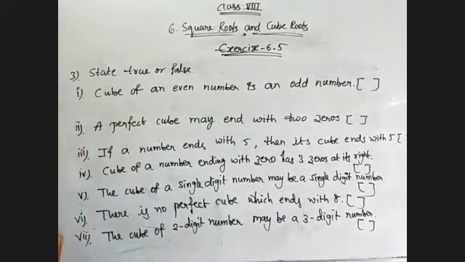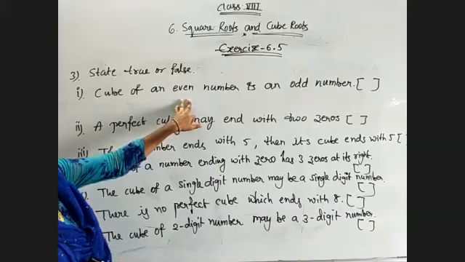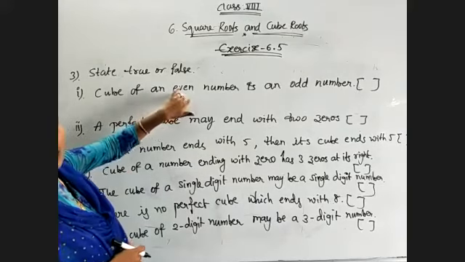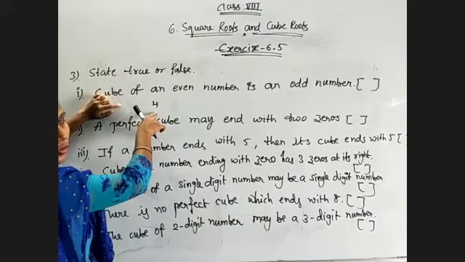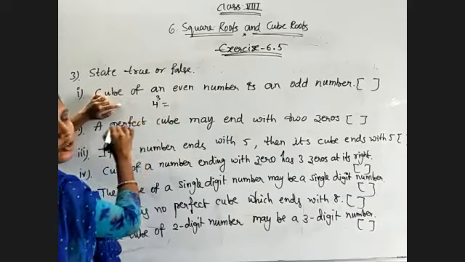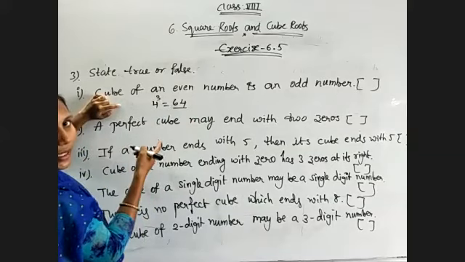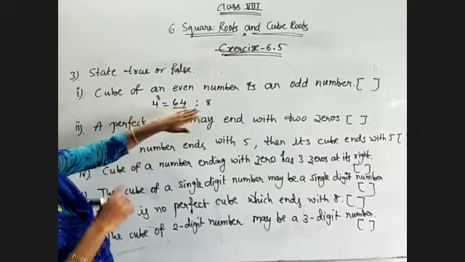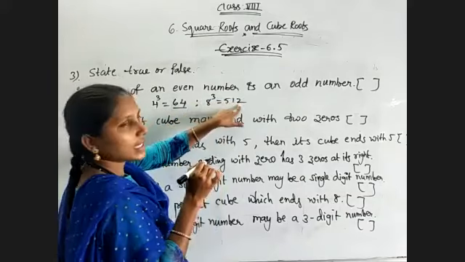Okay. Observe the given statements and write whether those are true or false. Observe the first statement. Cube of an even number is an odd number. So take any one example. For cube of an even number, suppose I have 4. Okay, even number 4. What is the cube of even number 4? 64 I will get. Is that even or odd? Even number only again. If I am taking one more even number 8, its cube value I will get 512. Again, it is also even.